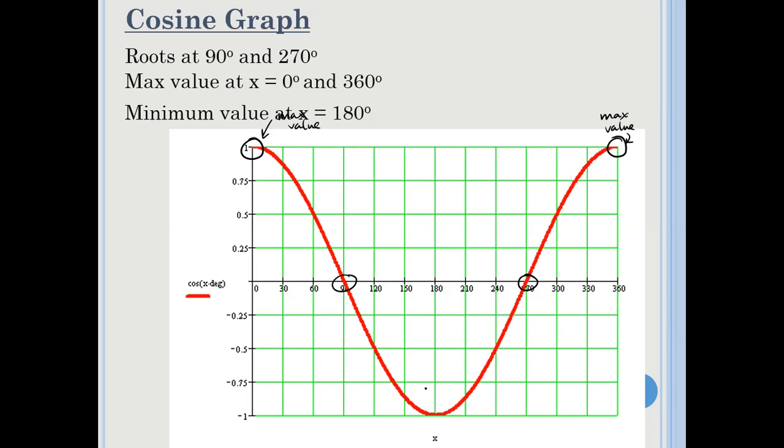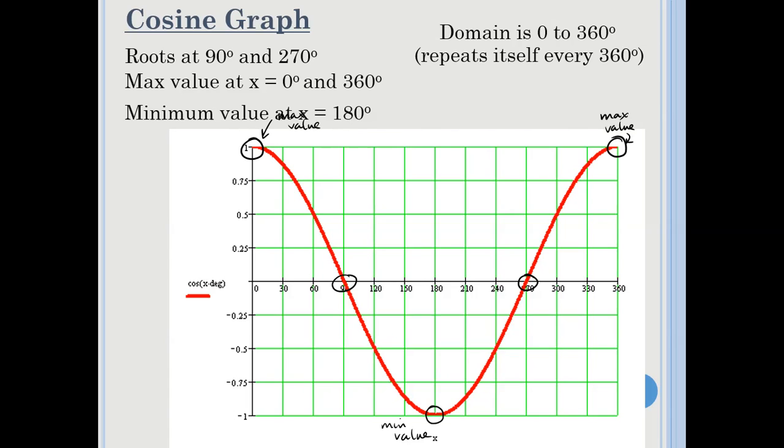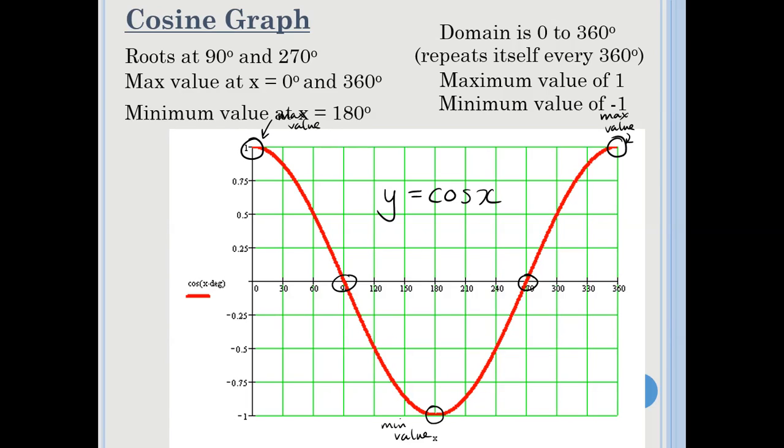The minimum value happens at 180. Again, the domain is 0 to 360 degrees. So when it gets to 360 degrees, like the sine graph, it would start to repeat itself. And the way we would write this one is y equals cos x.